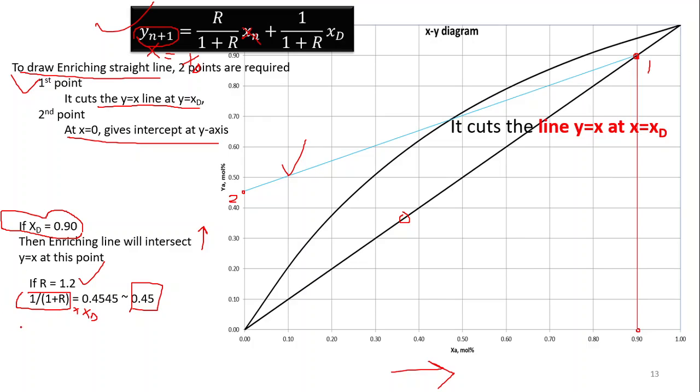Correct the equations, there is a slight mistake here. You have to multiply the value by the xd, that becomes 0.4. So your line could be here. Now come to the second one. This is the enriching equation.